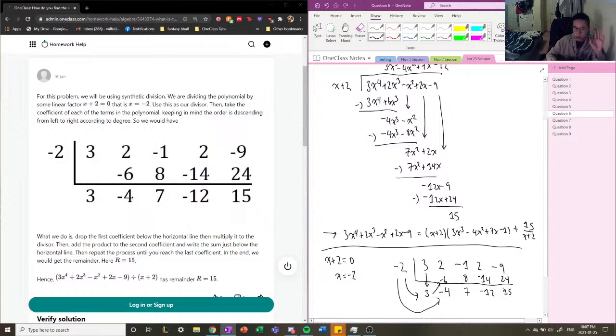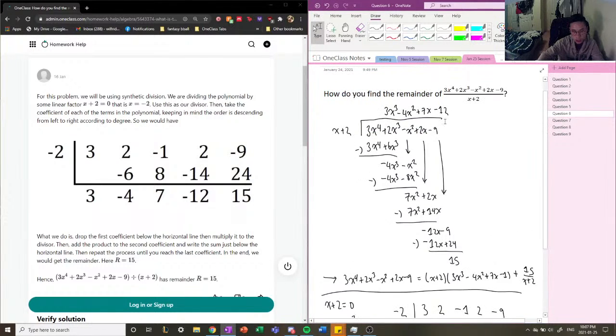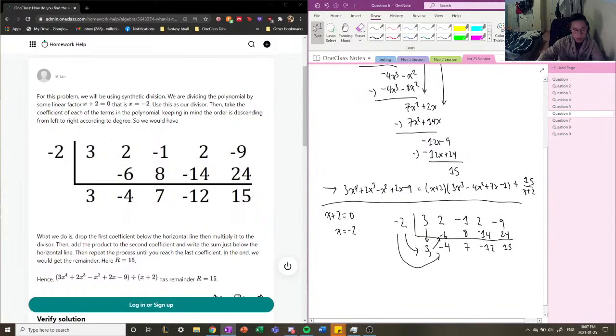If you did your normal long division correctly, then this quotient here is going to be the same as this quotient here. Now the last thing to note is that our quotient is 1 degree less than our polynomial, right? So if this is x to the power of 4, this is going to be x to the power of 3, then x squared, x, and our constant here, and then here is our remainder.